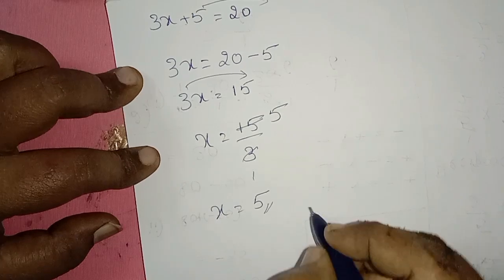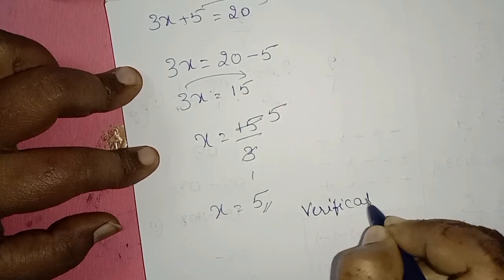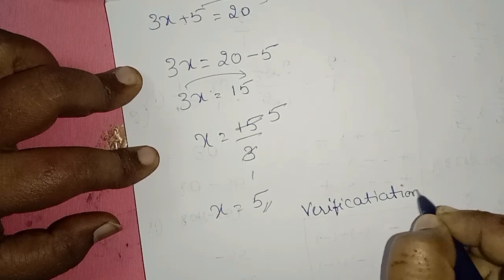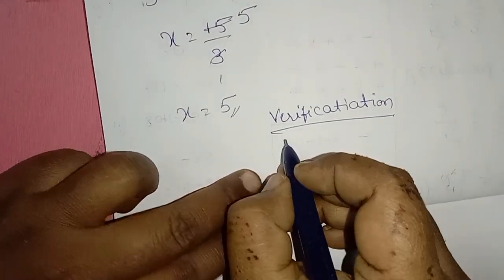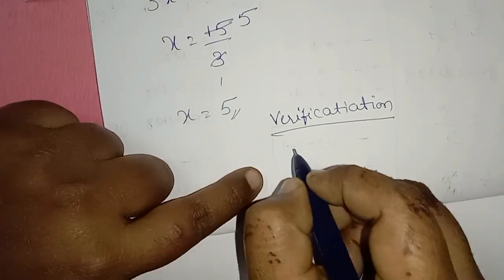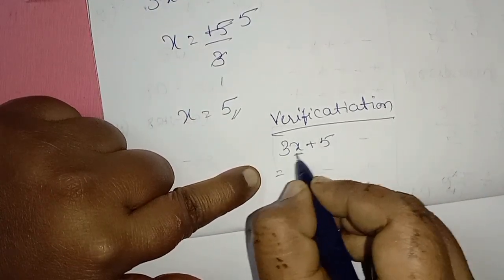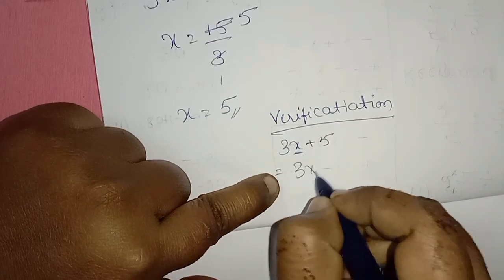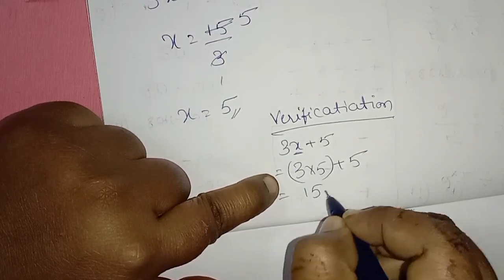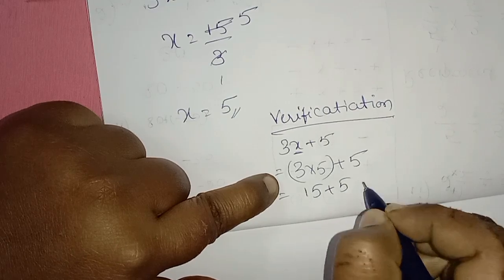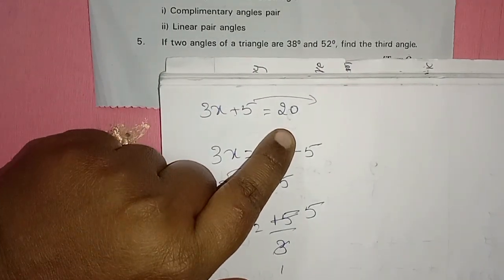So verification also we will do. I am telling verification. So whatever answer we got, x equals 5, we are checking whether it is correct or not. Here I am taking LHS only. What is our LHS? 3x plus 5, right? So substitute your x value here. 3 into 5 plus 5. 3 fives are how much? 15. 15 plus 5, 20. So LHS equals RHS, right?